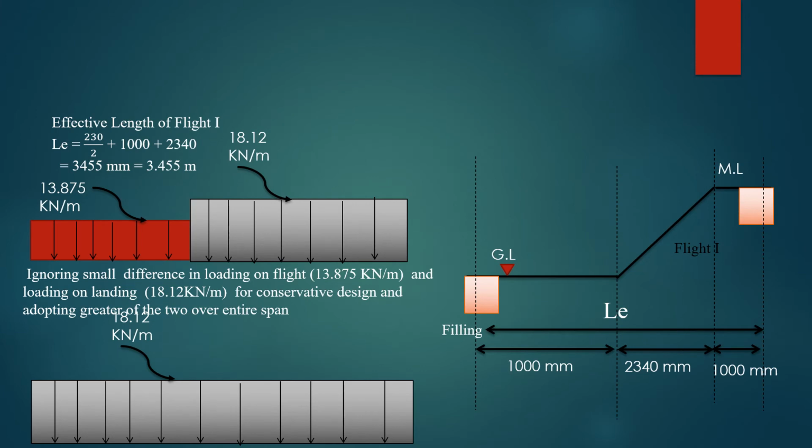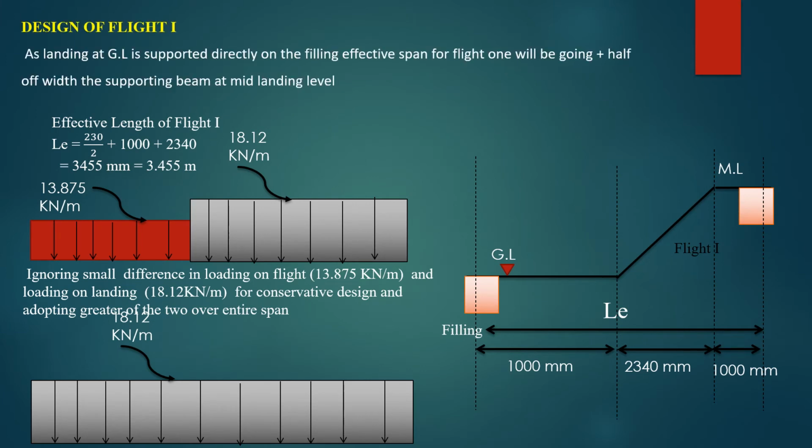Now, let us see about the design of flight one, the flight from GL to mid landing. As the landing at the GL is supported directly on the footing, the effective length for flight one is going to be the length of the going plus half of the width of the supporting wall at the mid landing. Therefore the effective length of flight one is L equal to 230 by 2 plus 1000 plus 2340, which is 3.455 meter.